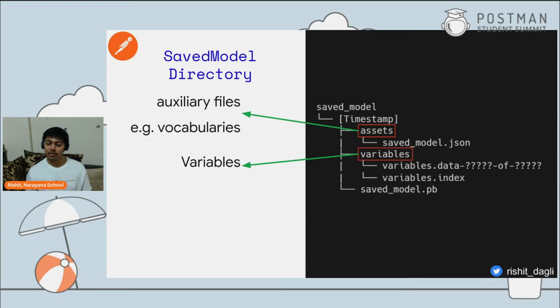Next up, I have the variables directory, which has all of my model variables in a sharded format. I have some question marks over here just to represent that this would be in a sharded format. So this would contain all my variables for the model. And finally, I have the graph definitions as a PB file, which essentially just includes the graph definitions as metagraph def protocol buffers, and all your graph definitions are stored as protocol buffers.